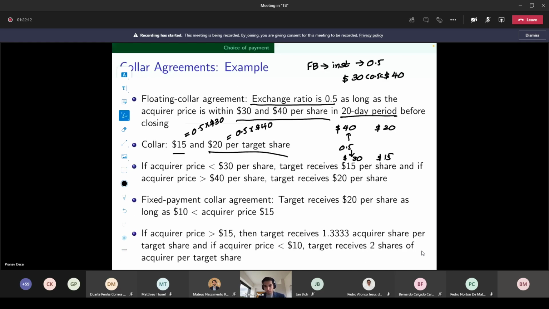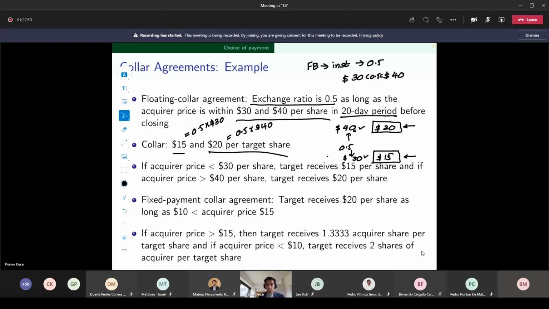Now, if the acquirer price goes below this, then the target is going to receive a guaranteed $15 per share. If the acquirer price goes above this 40 threshold, then the target is going to receive a guaranteed $20 per share. To put this back into the perspective of the Facebook Instagram example, Instagram is going to receive a particular value as guaranteed when the upper threshold is breached. And it's also going to receive a particular value guaranteed when the lower threshold is reached.